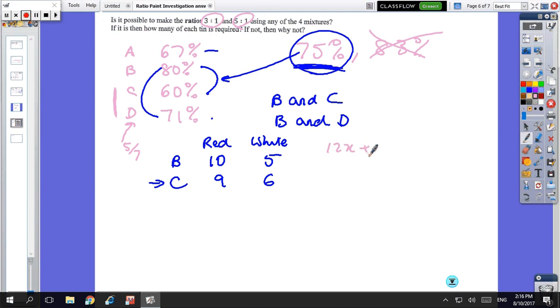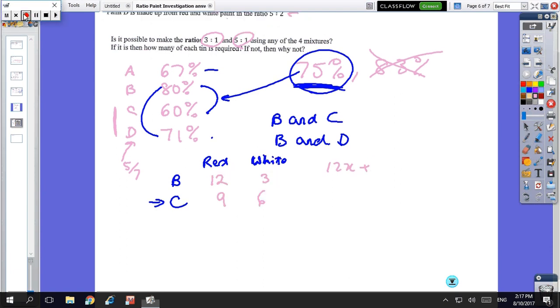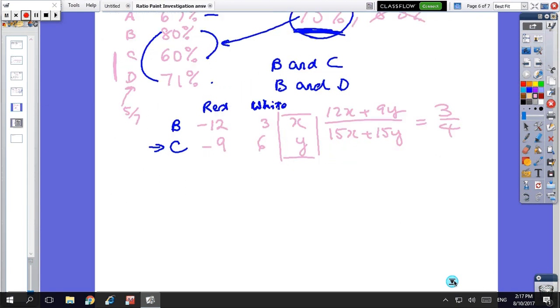I've just picked my table up, I had the A can, so 12 and 3, not 10 and 5, which was the A can. So 12x plus 9y, so again we've got x number of cans and y number of cans, over 15x plus 15y equals our 3/4 again. And we do our cross multiply, so we've got 4 lots of 12x plus 9y equals 3 lots of 15x plus 15y. Expand out the brackets.